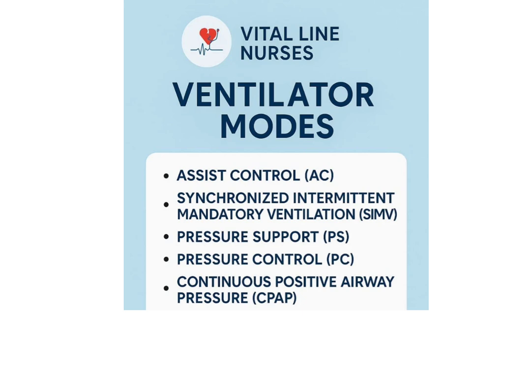1. CMV, AC, continuous mandatory ventilation or assist control. The first mode is CMV, also called assist control or AC mode. In this mode, the ventilator delivers every breath, either on a timer or when the patient tries to breathe. Each breath is the same size, and the ventilator doesn't allow the patient to control the volume or rate.